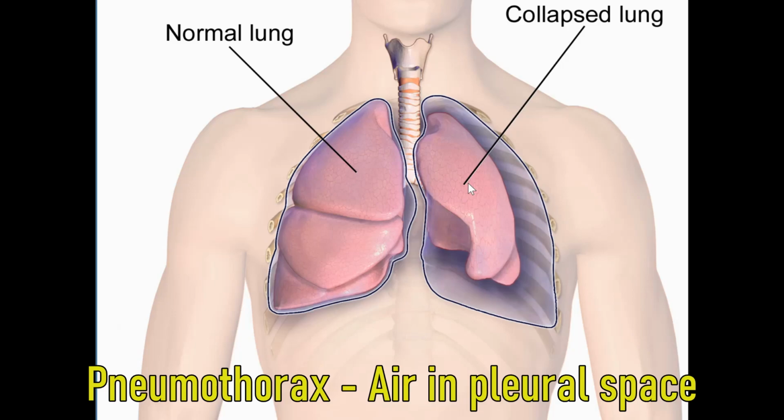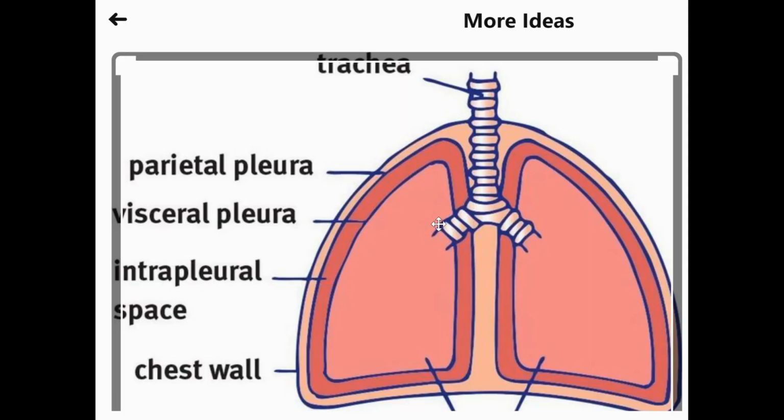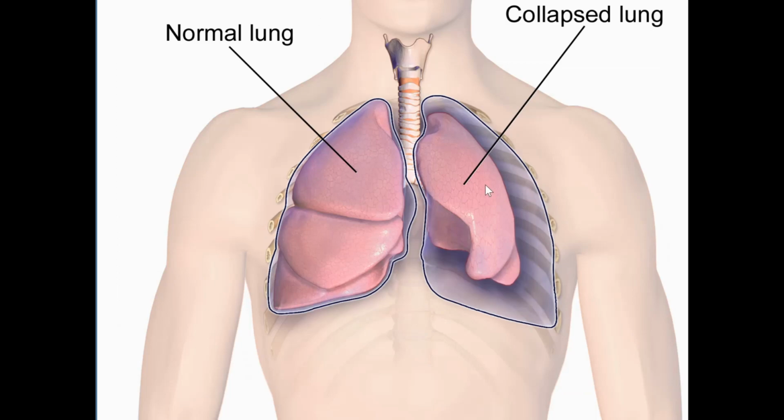So what is the pleural space? If you see the anatomy of the lung, the lung is covered by two pleural membranes, the outside parietal pleura and the inner visceral pleura, and the space between these two pleural membranes is known as the pleural space or pleural cavity. It always has negative pressure. So what happens in this pleural space or pleural cavity? Air accumulates, that is pneumothorax. The pressure increases, causing the lung to collapse.